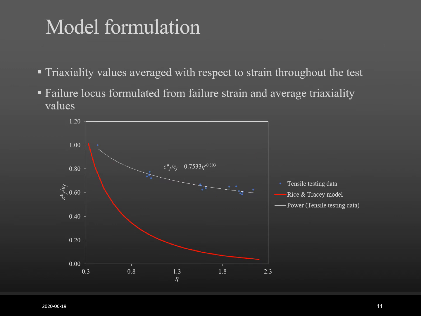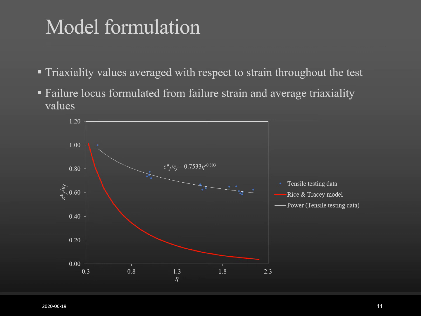The triaxiality values were averaged with respect to the strain throughout the test to give a single mean triaxiality value. These were plotted against the corresponding failure strains normalized by the uniaxial failure strain to give the failure locus shown here. The value at the top left is from a uniaxial tensile test.